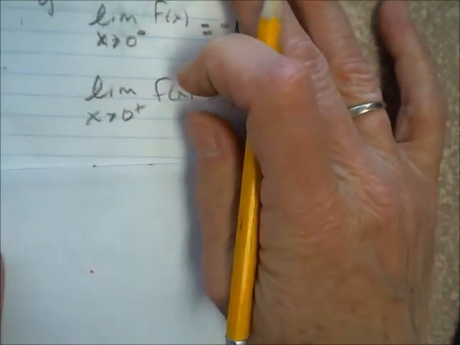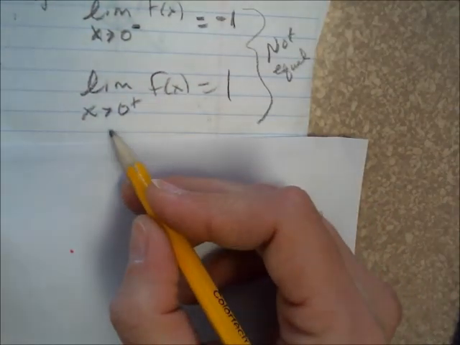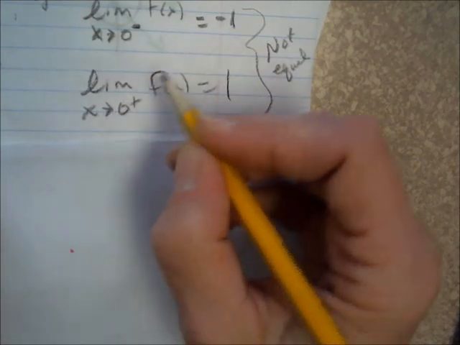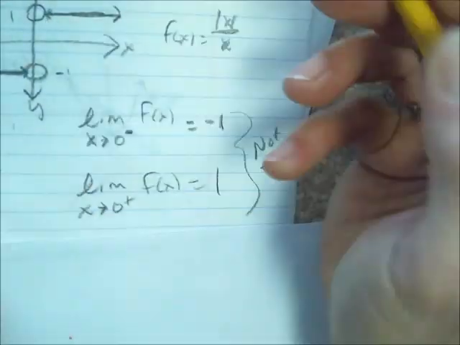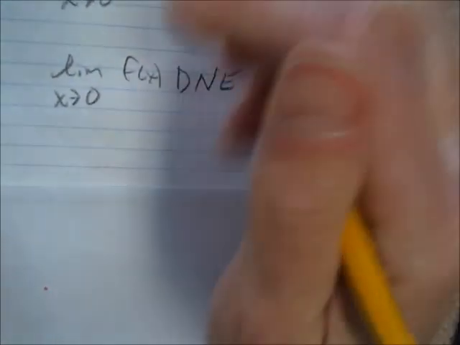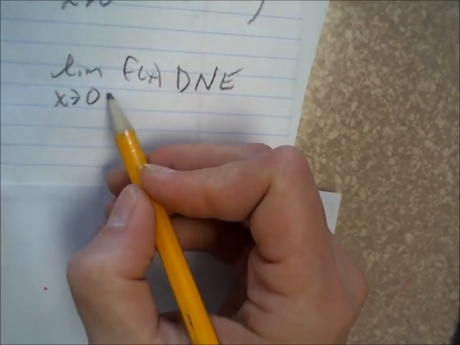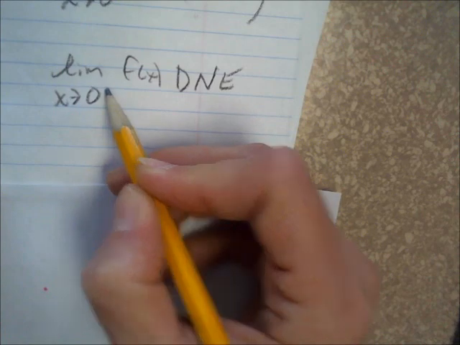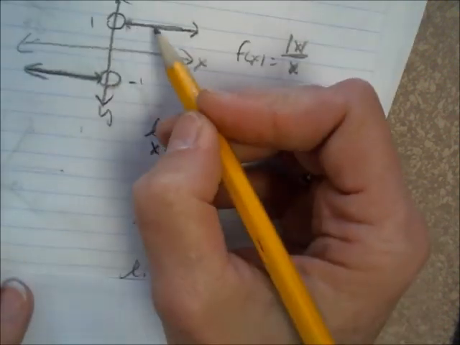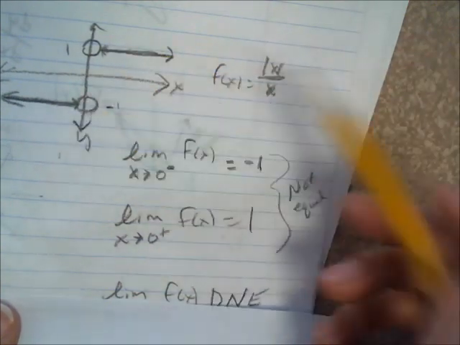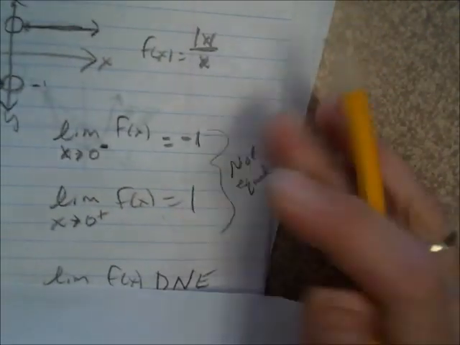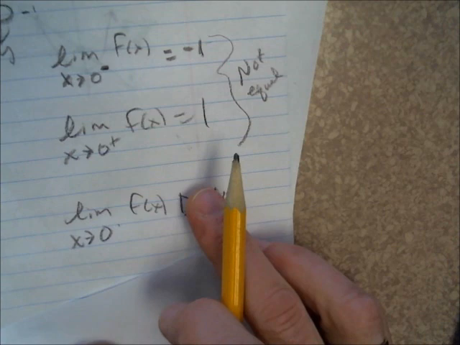If you had to find out what the limit is as x approaches 0 from the right-hand side, this limit is +1. But if you want to find the limit as x approaches 0 and you don't have a plus or minus here, it does not exist because these two y values are different when you're approaching 0 from the right and from the left. These two are not equal to each other, so the overall limit does not exist.